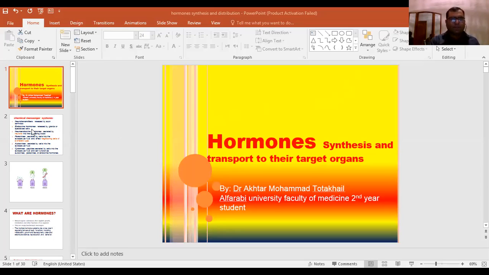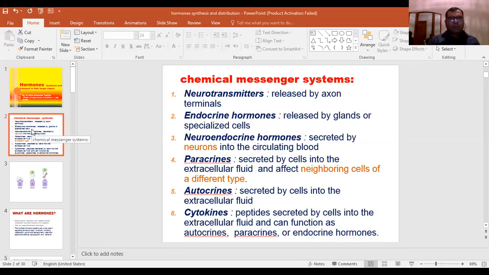Now, before that, we explain what is a hormone and which cells are targeted by this hormone. First, we will describe that the multiple activities of the cells, tissues, and organs of the body are coordinated by the interplay of several types of chemical messenger systems.